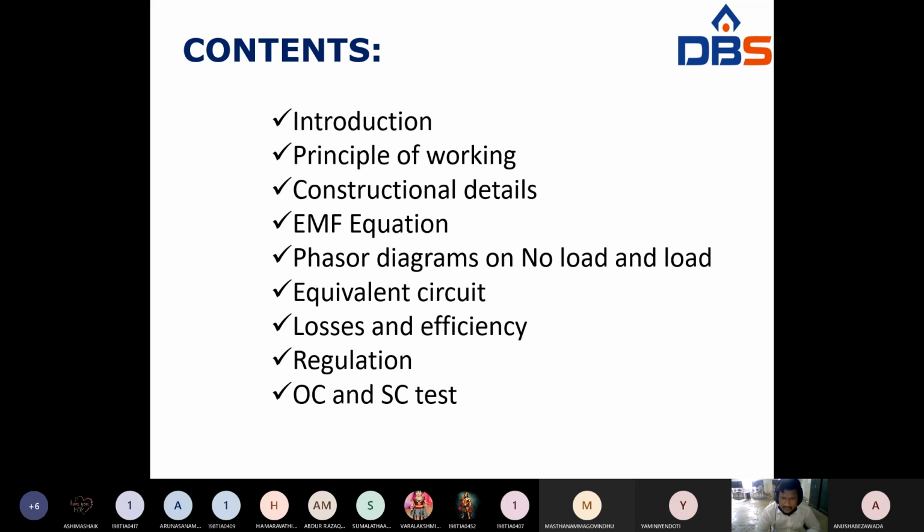So: introduction, principle of working, construction details, EMF equation, phasor diagram on no load condition and load conditions, then equivalent circuit, then losses and efficiency. The losses and efficiency topic we cannot study in detail here, but we can know the difference between the losses in a DC motor and the losses in a transformer. That's enough. Why? Because the same losses are repeated, but only one loss is not coming, that is the rotational loss or mechanical losses or frictional and windage losses. Why? Because it is a static device.